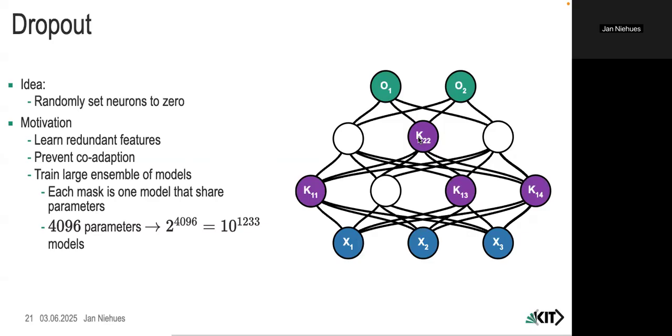That's again the idea. If you have a lot of models, it might be better to train different models and then combine them. So you're doing that here also. If you have 4,000 parameters, that means 2 to the power of 4,000 models, which is a huge number of different ones. And of course, that's only possible because you do parameter sharing. Not all the models are different. They share a lot of things. It's just that not always everything is active.